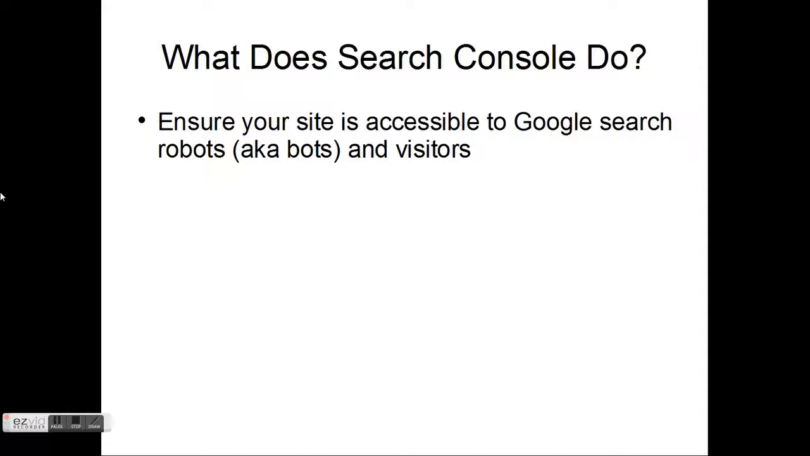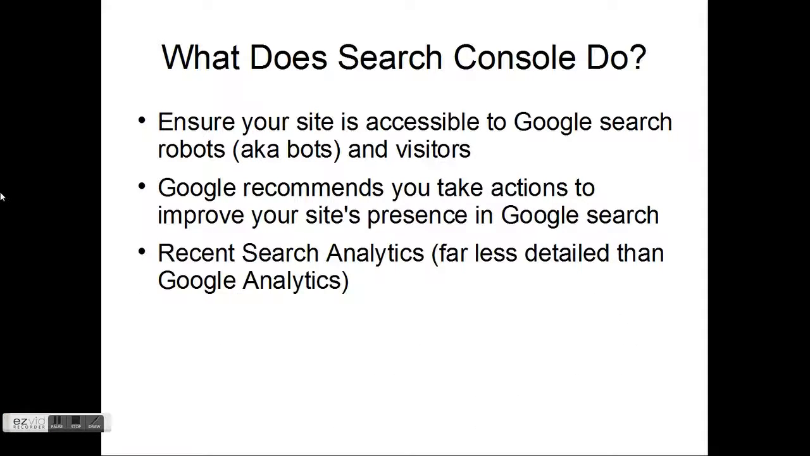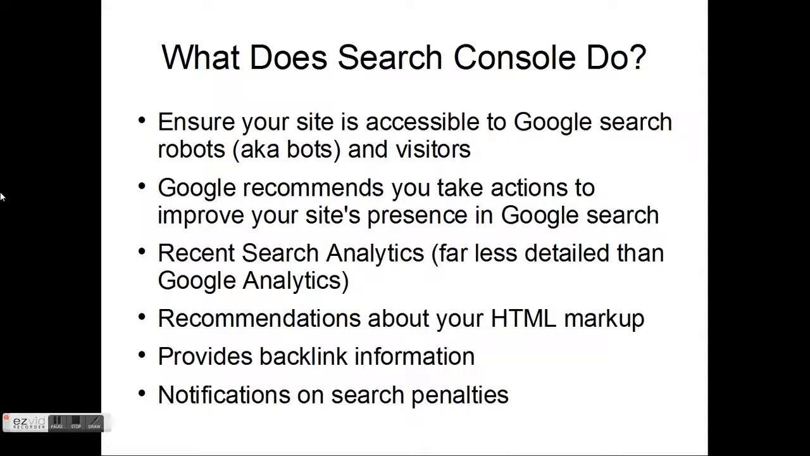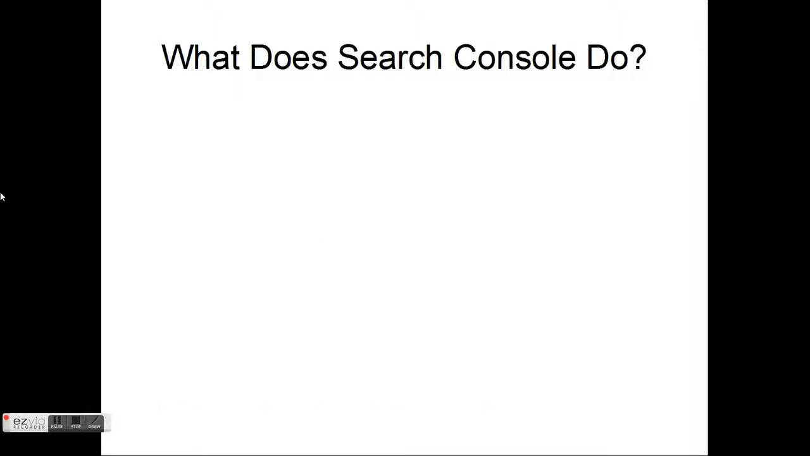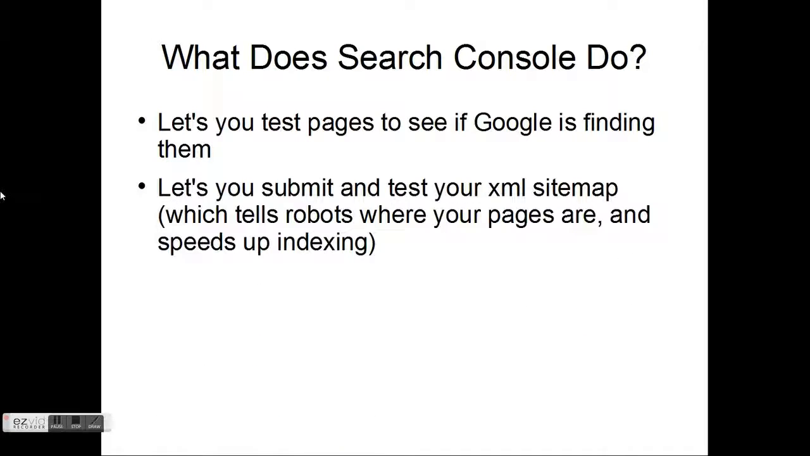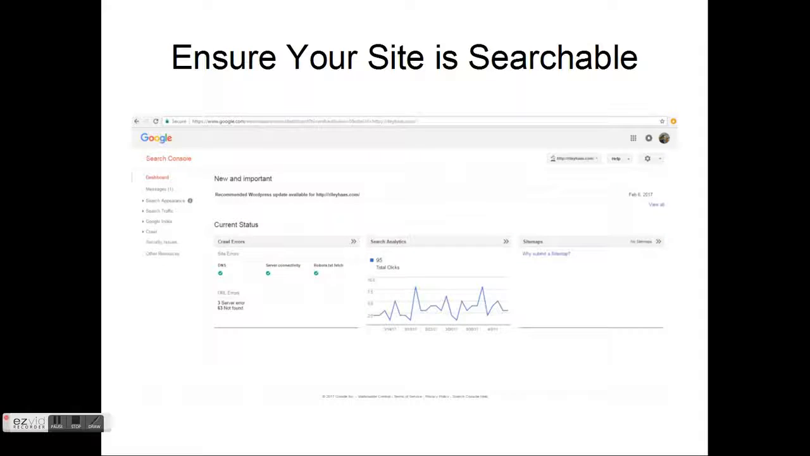So now you can ensure your site is accessible to Google search and therefore visitors. Google can recommend actions to improve your presence. You can see recent search analytics. You can see improvements you can make for your HTML markup. You can see your backlinks, which are very important. You can get notification of any manual penalties, which hopefully you'll never get. You can test certain pages to see if Google is finding them in its indexing. You can submit your sitemap to speed up indexing and tell robots where your pages are. There's a lot more. So here, you can see this site is searchable.